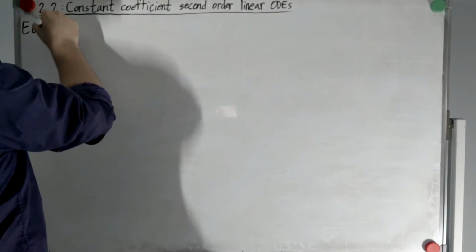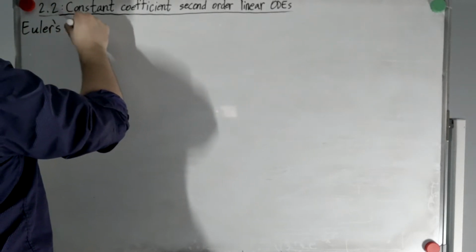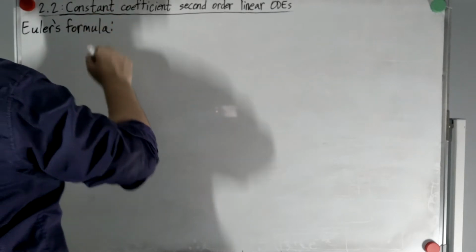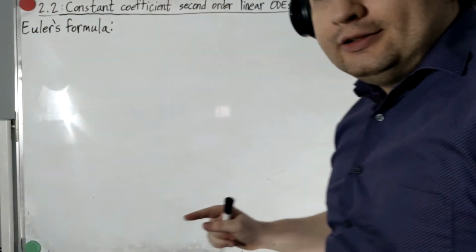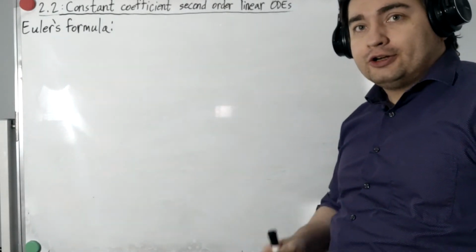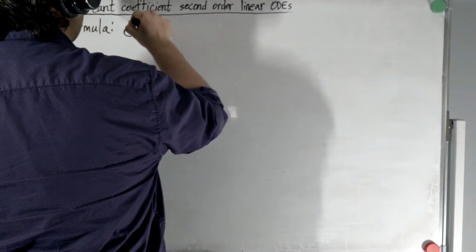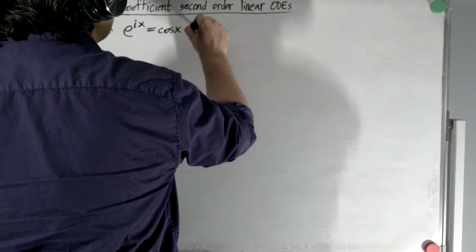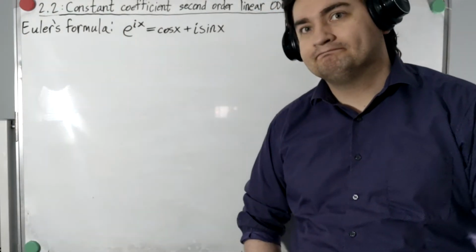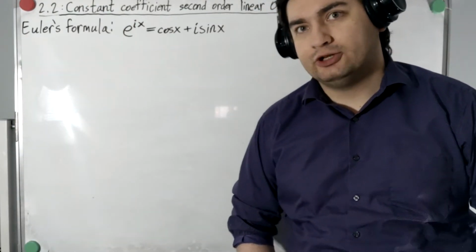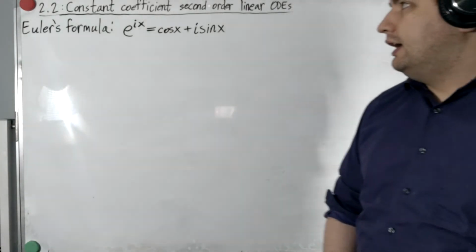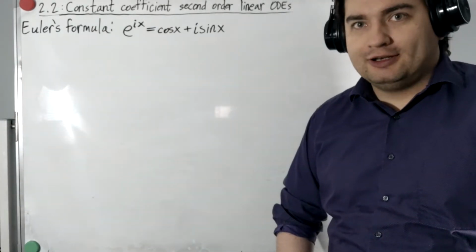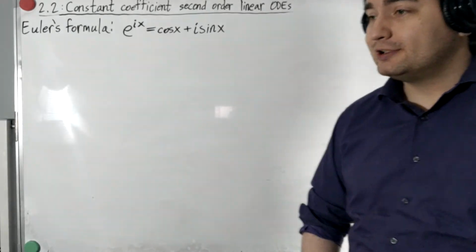It's using a theorem known as Euler's formula. Euler's formula says that for every real or complex number x, e to the ix is cosine x plus i times the sine of x. All right? So let's look at an example and see how this works in action.